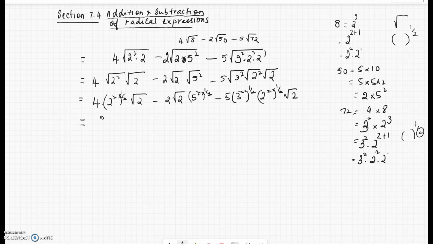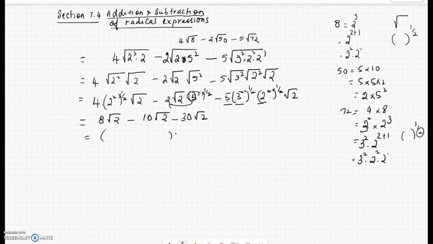So this is equal to 8 radical 2 minus 5 to the 1. So we multiply this with 2 to make it a 10 radical 2. And then I have the 5 times 3 times 2. So that is 5 times 3 is 15. 15 times 2 is 30 radical 2. Now we've simplified the radical expression completely.